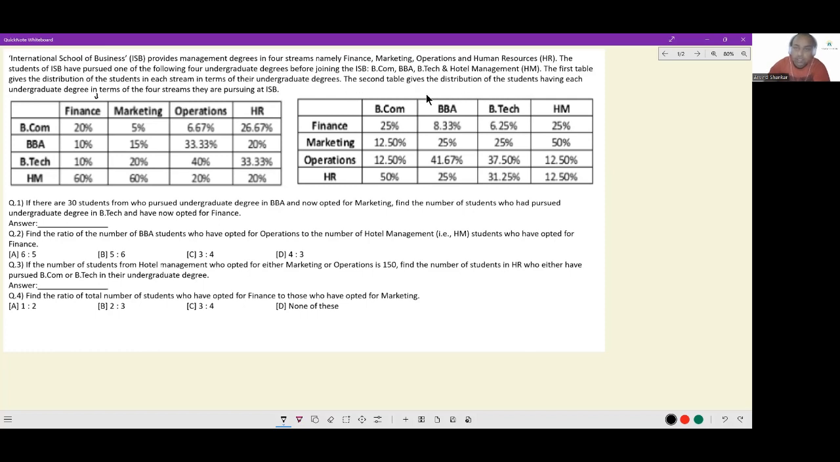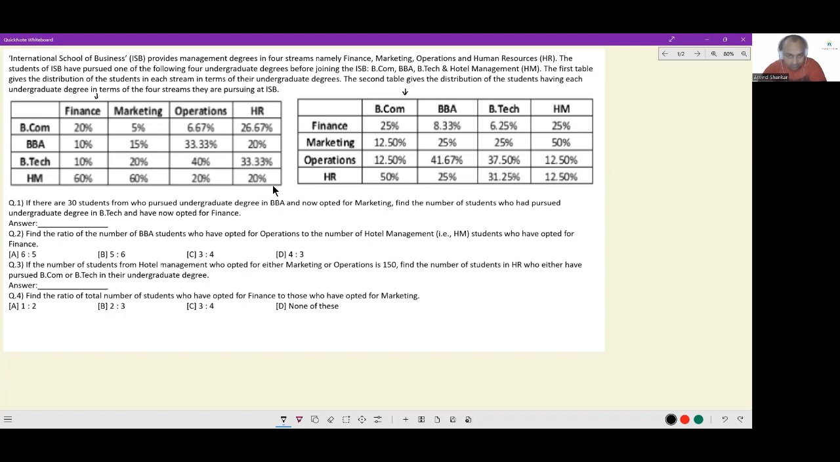The second table gives the distribution of students having each undergraduate degree in terms of the 4 streams they are pursuing at ISB. So again, here 25% of BCom kids are in finance, 12.5% of BCom kids are in marketing. So these columns add up to 100% everywhere, and nothing else is told to us.